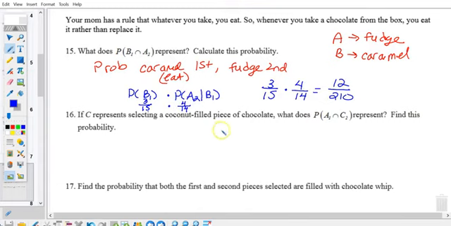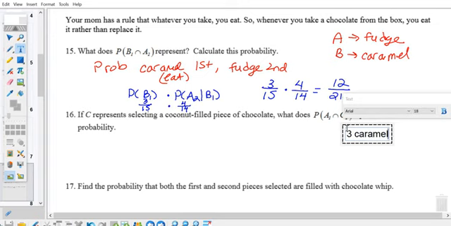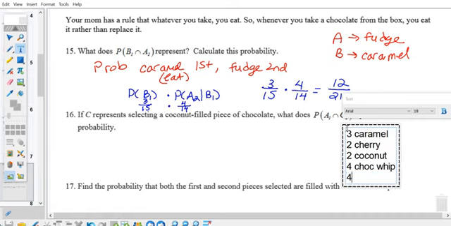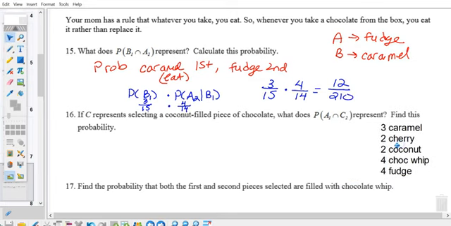Oh, now they're telling us about the coconut again. All right, let's look back at the total sample set. They got 3 caramel, we've got 2 cherry, 2 coconut, 4 chocolate whipped, and 4 fudge. Okay. That's our 15 chocolates in the box.